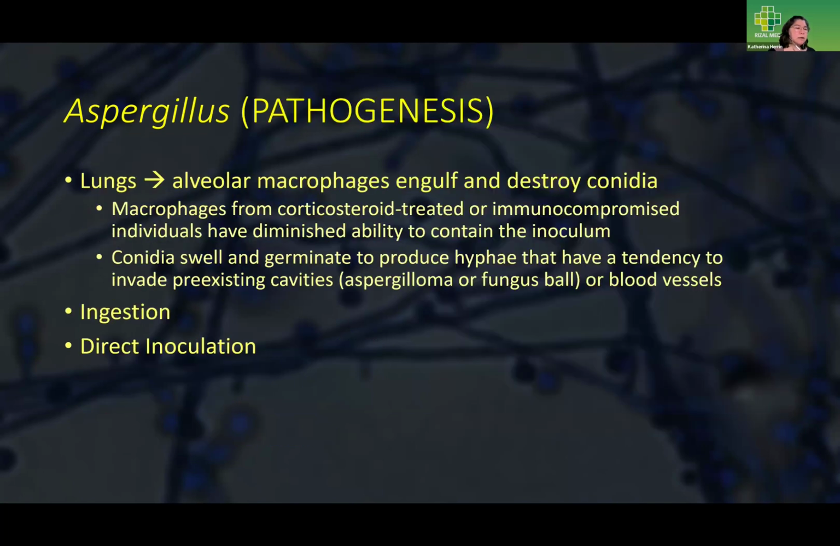In the lungs, alveolar macrophages are usually able to engulf and destroy the conidia, but if the affected person is immunocompromised, then efficiency is diminished. Conidia could swell and germinate to produce hyphae that have a tendency to invade pre-existing cavities, producing an aspergilloma or fungus ball, or blood vessels.